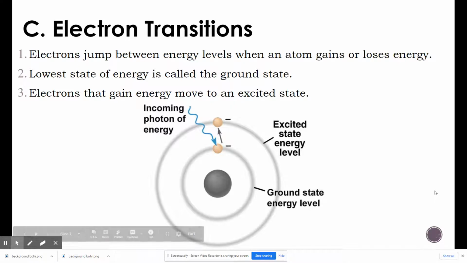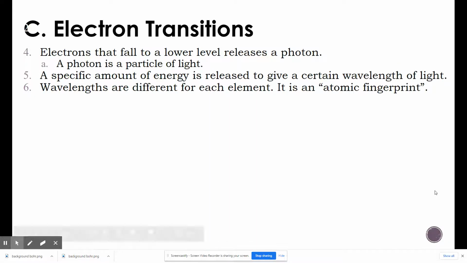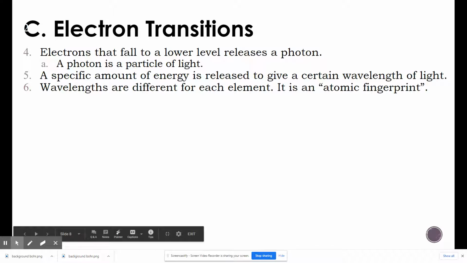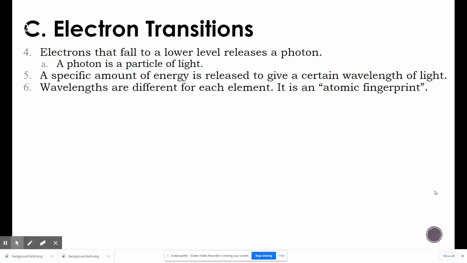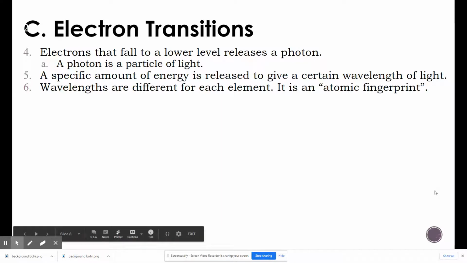Electrons can jump between energy levels when an atom gains or loses energy. The lowest state of energy is called the ground state. Electrons that gain energy move to an excited state. Electrons that fall to a lower level release a photon. A photon is a particle of light. A specific amount of energy is released to give a certain wavelength of light. The wavelengths are different for each element. It is called an atomic fingerprint.